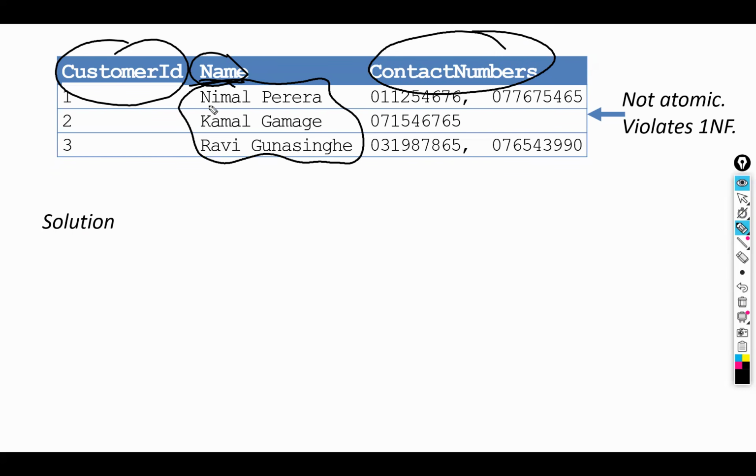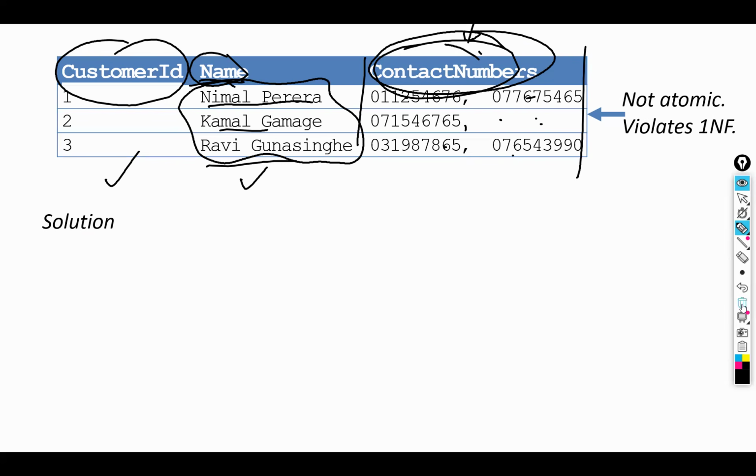So then just one name, fine. But you can see the contact numbers field. You can see there are already multiple values, so this is not atomic. That means this has violated first normal form. These two fields are okay. So now we need to make it first normal form.